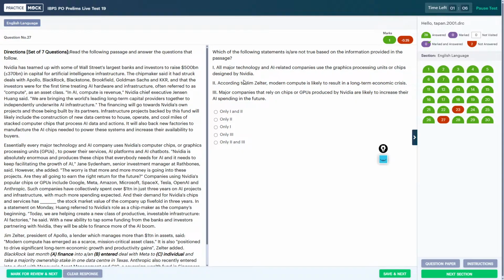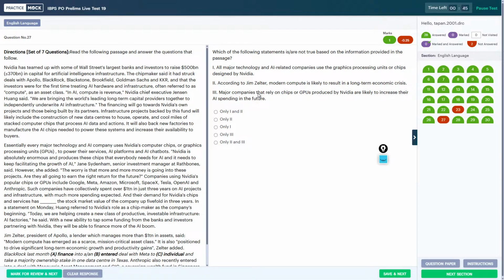Okay. Passage not true. All major technology use graphics. Yes. Every major essentially. Okay. So not one.